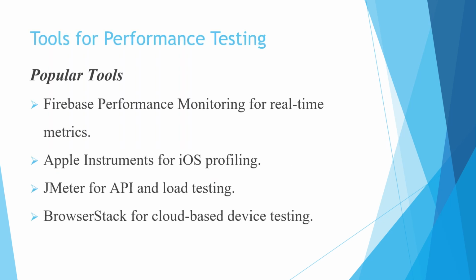Now let's look at some tools that can simplify performance testing. Firebase Performance Monitoring provides real-time insights into your app's performance. Apple Instruments is perfect for profiling iOS apps. JMeter is widely used for testing APIs and load handling. BrowserStack allows you to test your app on real devices in the cloud. These tools provide actionable insights, making it easier to identify and fix performance bottlenecks.